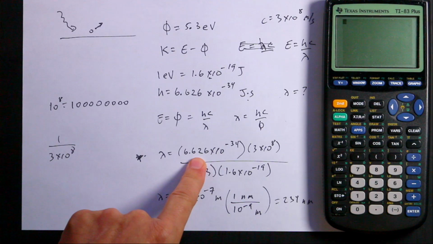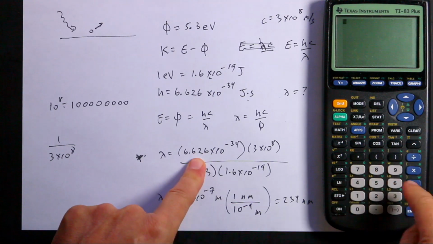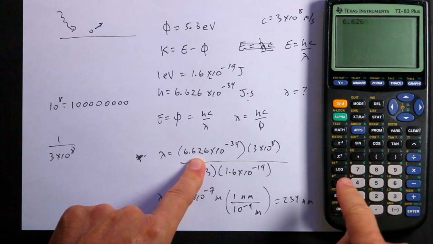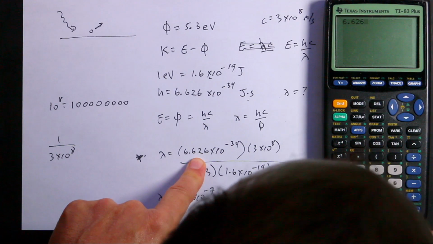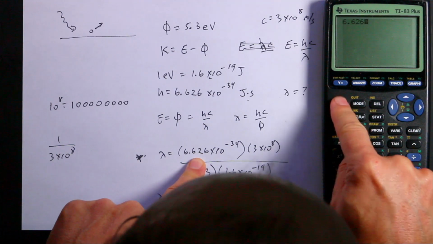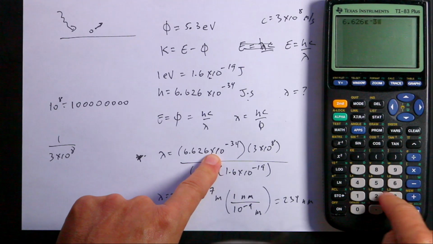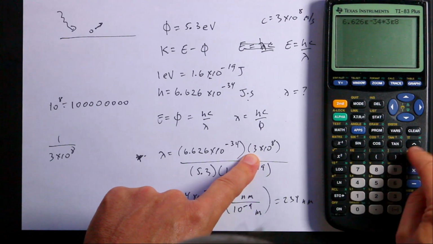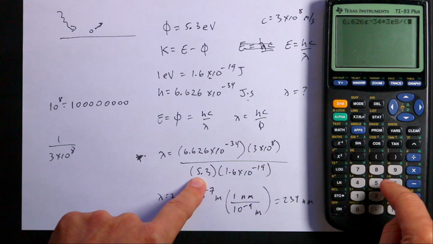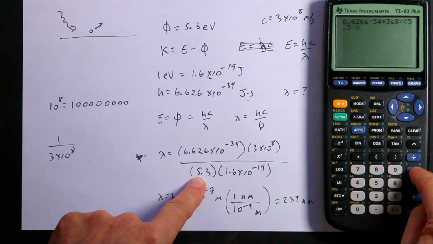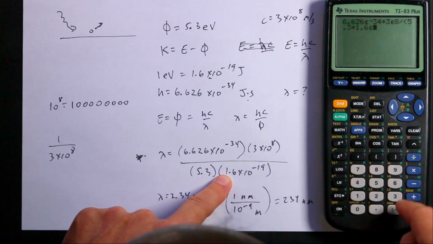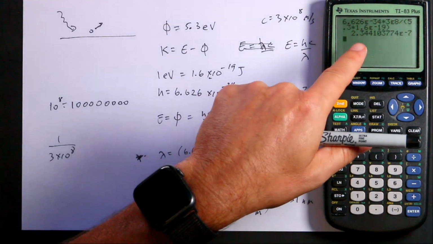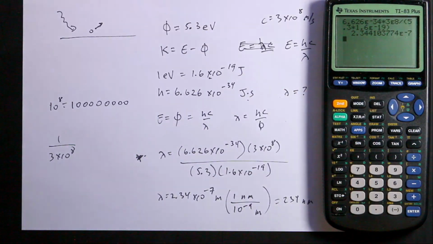So let's just enter this number in right here and see if we get the same thing. I'm going to say 6.626 scientific notation. I didn't even look at where this was. Okay, EE, there it is right there. There's the E. So I'm going to press second EE, and then negative 34 times 3 EE 8 divided by parentheses 5.3 times 1.6 times 10 to the negative 19th, close parentheses, enter. And this one gave it to me in scientific notation. 2.34 times 10 to the negative 7 is the same thing.